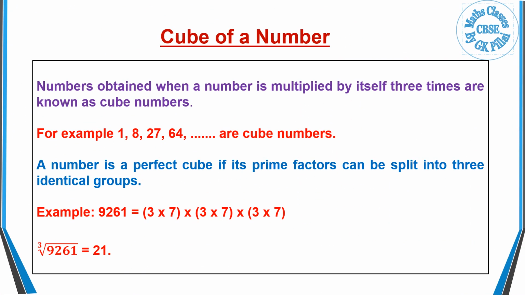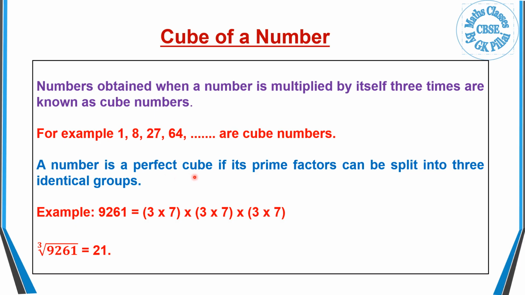Now cube of a number. In the same way as square of a number, numbers obtained when a number is multiplied by itself 3 times are known as cube numbers. These are some of the examples. When you multiply 3 times, 3 into 3 into 3, you get 27, just like that.